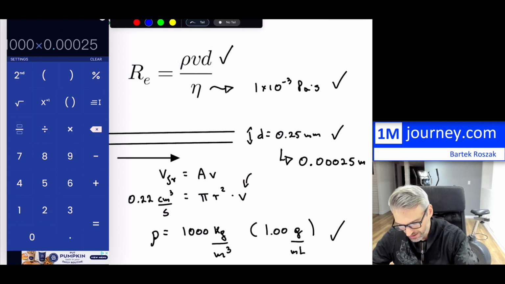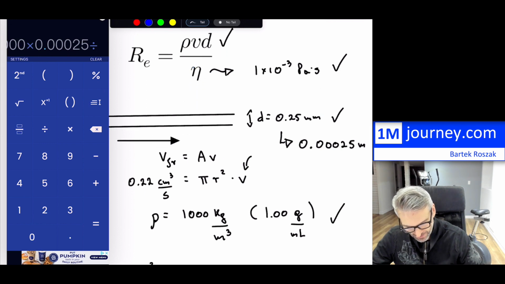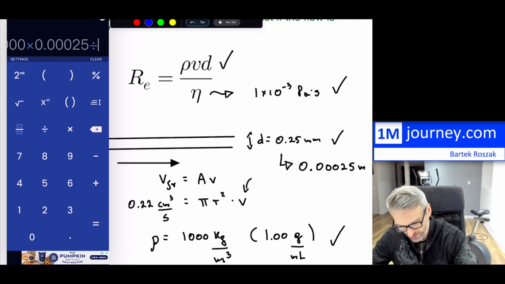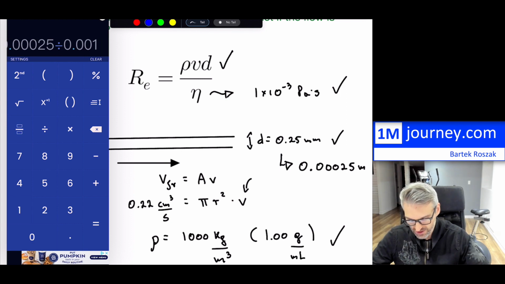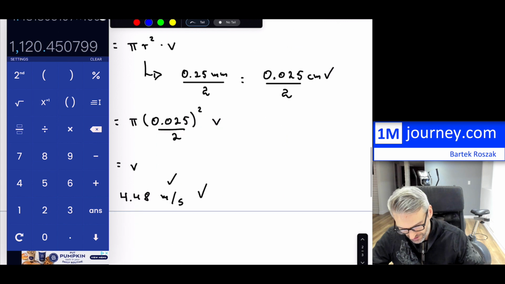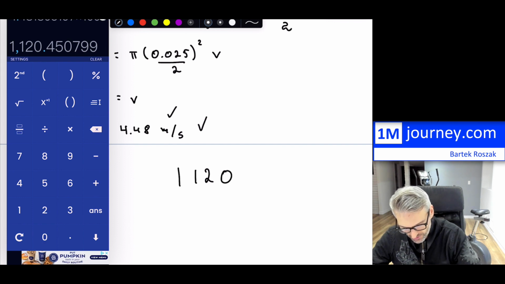And I'll take this and then divide it by our actual viscosity. As you can see, that's right here, so I can do that directly. I'm actually going to write it out in decimal instead of scientific notation. So that's what you have there, and there is our Reynolds number. Approximately, we have 1, 1, 2, 0. It says to use 3 significant figures, so I'll just leave it at that.